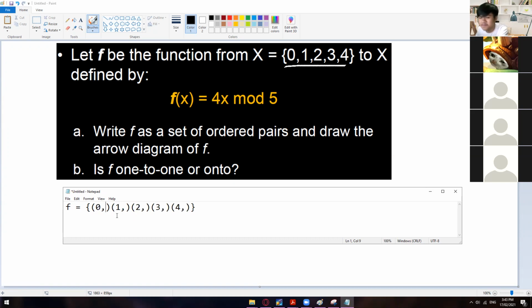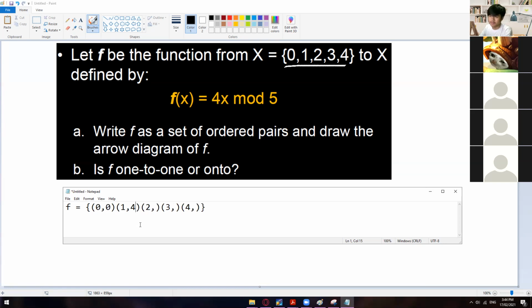0 mod 5. Is it also 0, sir? Yeah, that's correct. How about 1? 4 times 1. So 4 times 1 is equal to 4. And 4 mod 5, what is the result?